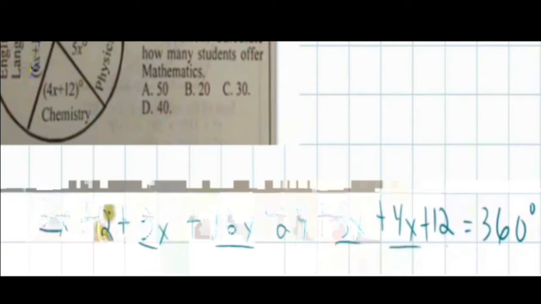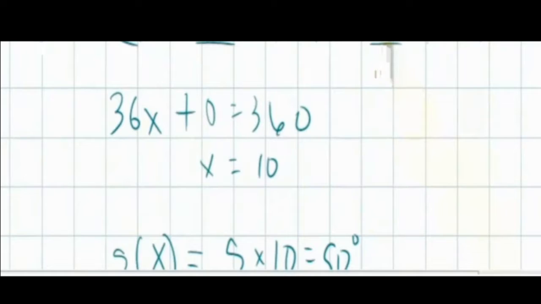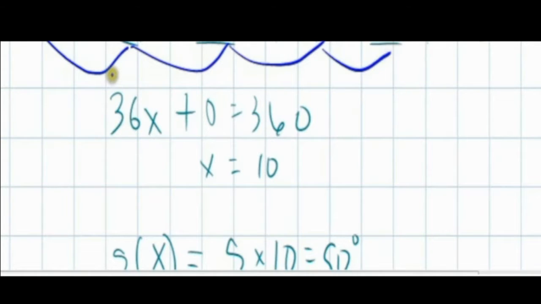So 6x plus 12 comes from here. Then I add the 5x, another 5x, the 16x minus 24, and the 4x plus 12. So I combined all my like terms. And so adding all of these, I got 36x right here. And then all of these, 12, negative 24, and 12 add up to 0. So now I have 36x is equal to 360, meaning that x is equal to 10.